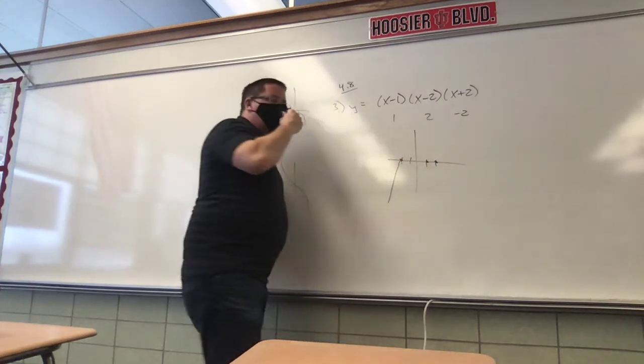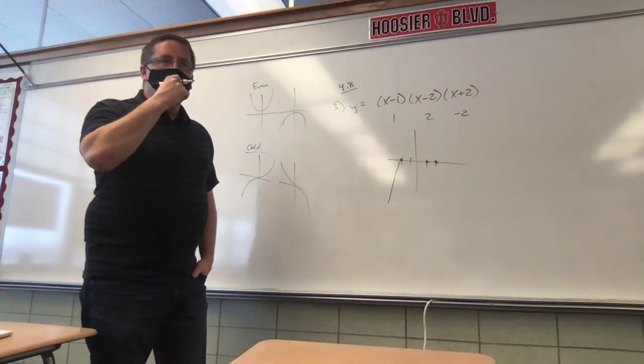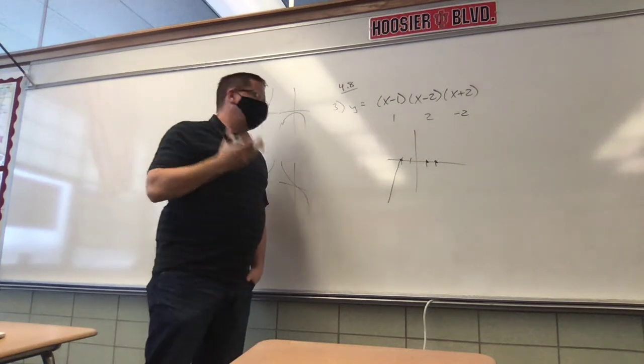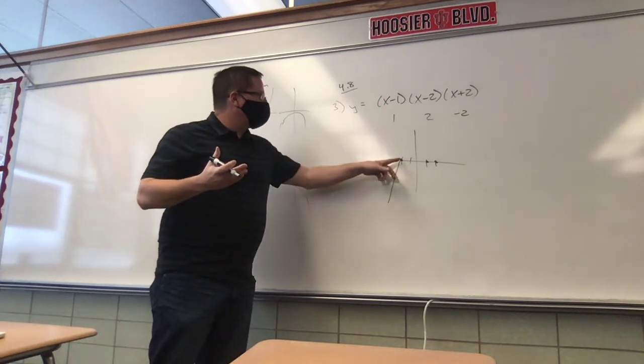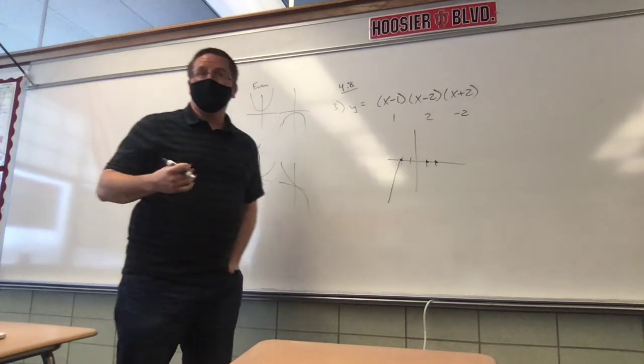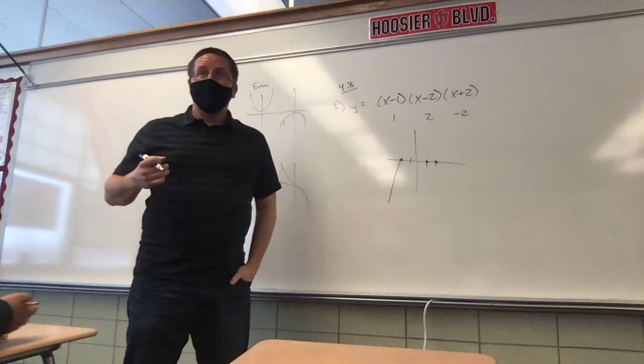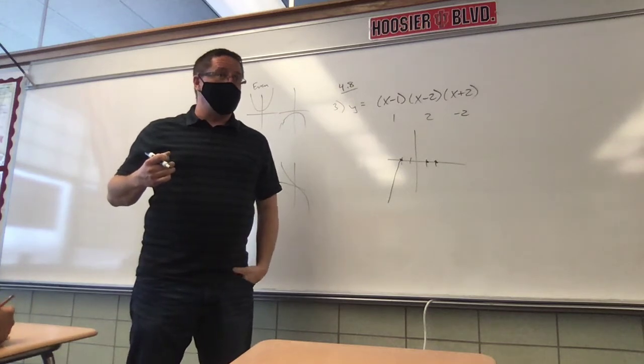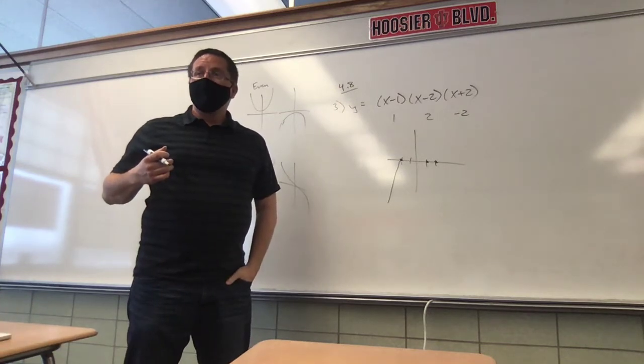Now, this is the part, I'll be honest, I don't remember if I told you this or not. I know we've talked about this before. What happens at negative 2? Does it go across or does it bounce off? I heard both. I heard it bounces and I heard it crosses.